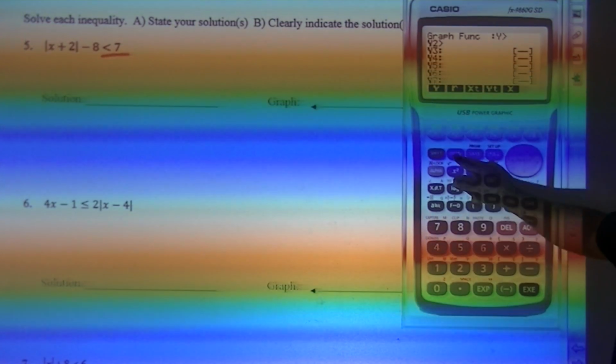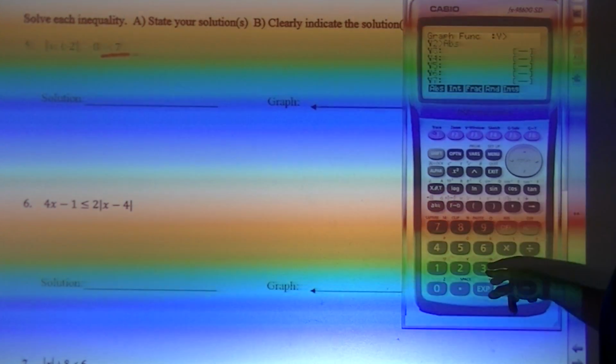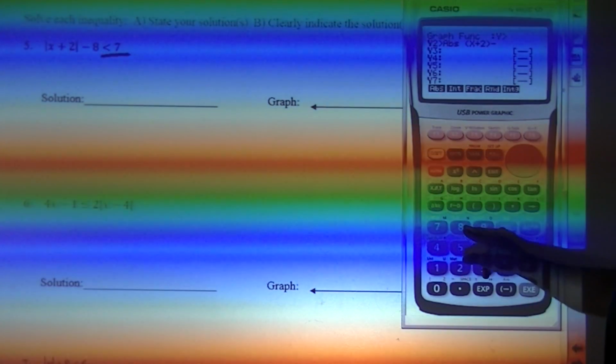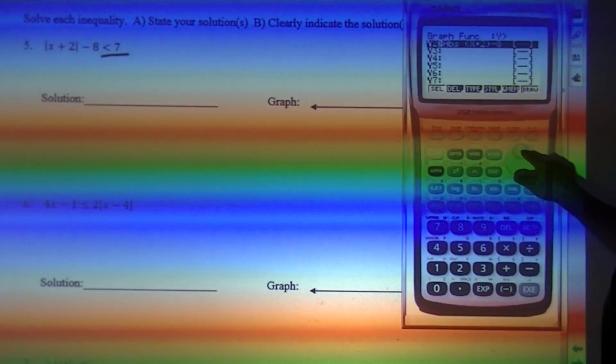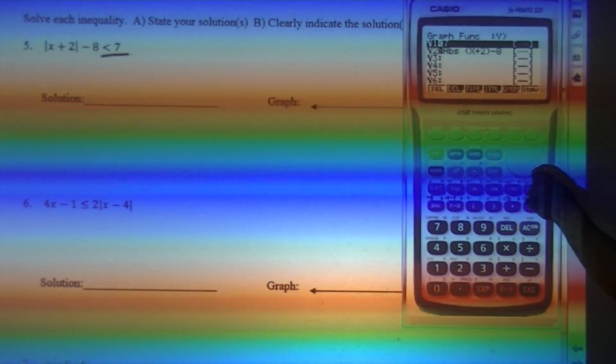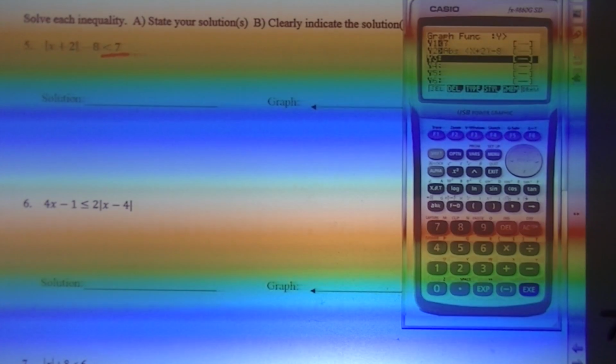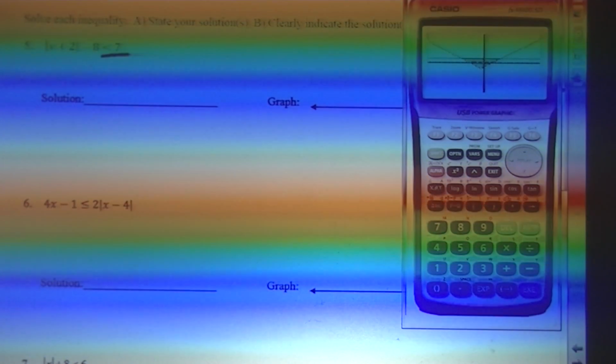I'm going to type in Option, Num, ABS, x plus 2, minus 8. If you take a look at this, one inequality goes the way it looks, and the other one flips around. So if I draw it, this is what I get.